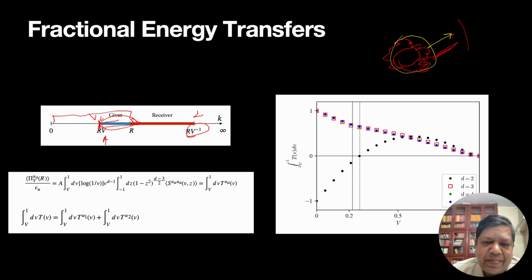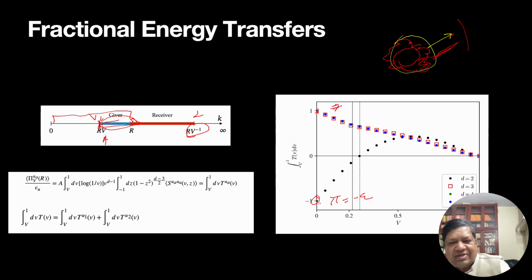So in 2D, if it is V0, then this is the full flux, which is pi is minus epsilon. So this means pi is minus epsilon. This is pi is minus epsilon. Here in 3D and 4D, 5D, this is pi is plus epsilon. So energy in 3D, 4D, 5D is forward, but 2D is negative. We saw that.